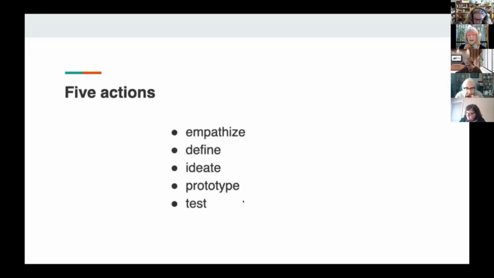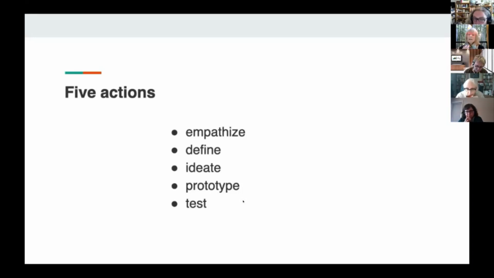So there are 5 actions in design thinking. The first one is empathize, where you're going back and forth and interviewing each other about the situation. And then you're going to define the problem. Then you're going to come up with ideas, and that can be through brainstorming, anything like that. And then you actually build a prototype. What we're going to do today is just do a drawing to represent your idea.